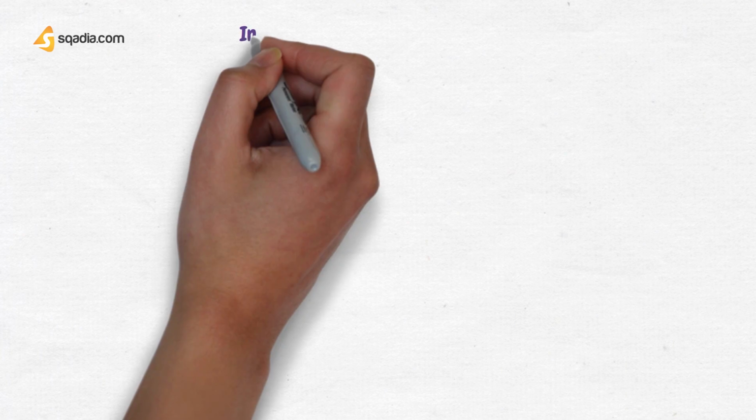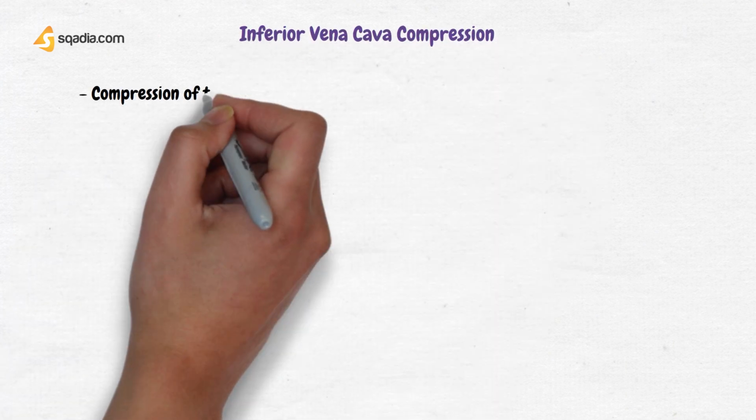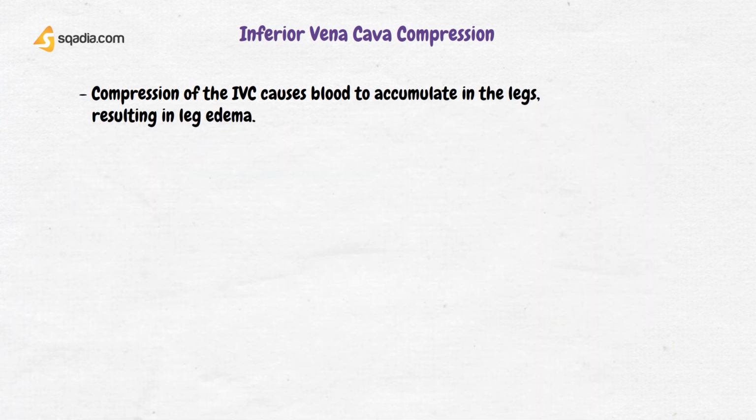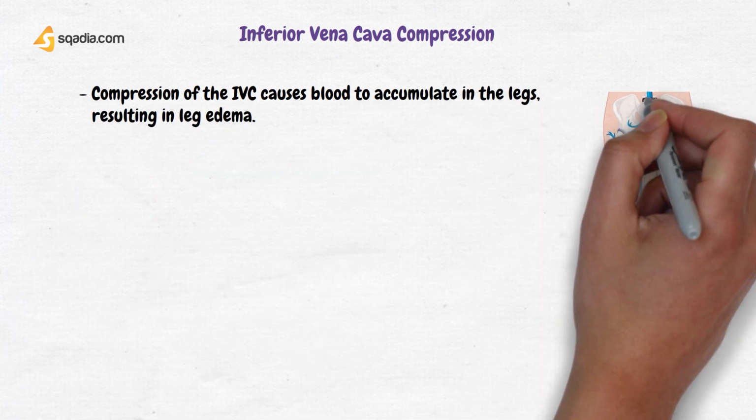The last cause of bilateral peripheral edema is inferior vena cava compression. Compression of the inferior vena cava can also cause blood to accumulate in the legs, resulting in bilateral leg edema.